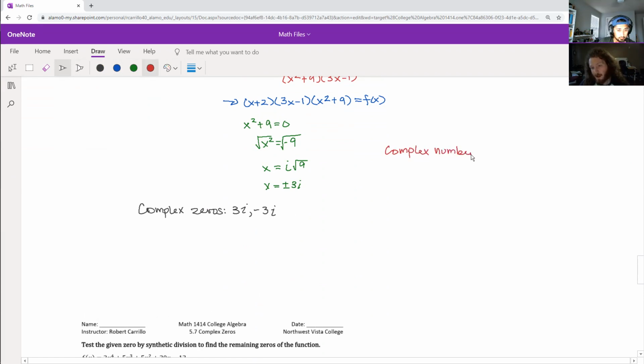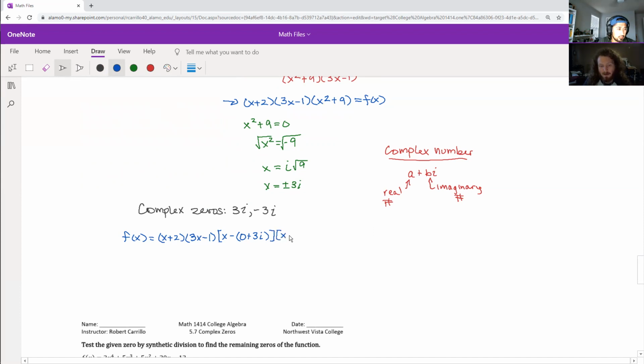It is a plus b times i, where this is the real number and this is the imaginary number. So if we take a look over here at this 3i and this negative 3i, we don't have the real one in there, but what can help you make sense of these sometimes when you write this all the way out, at least it does for me occasionally, is to write it like this. X, in this case, minus 0 plus 3i, and then x minus 0 minus 3i.